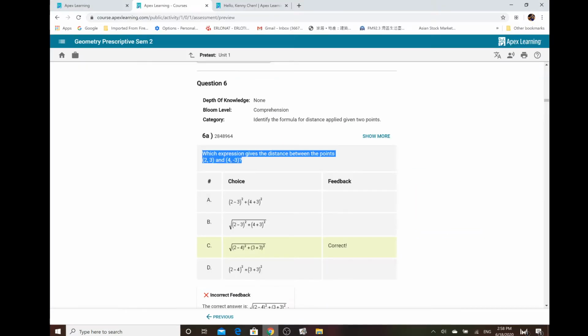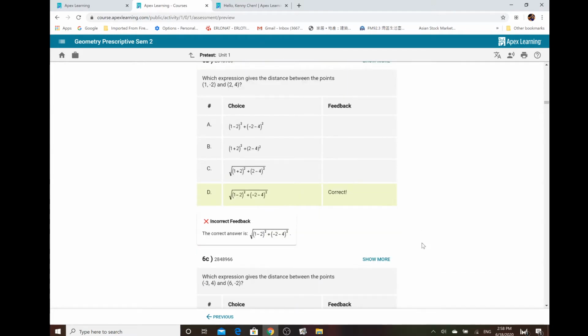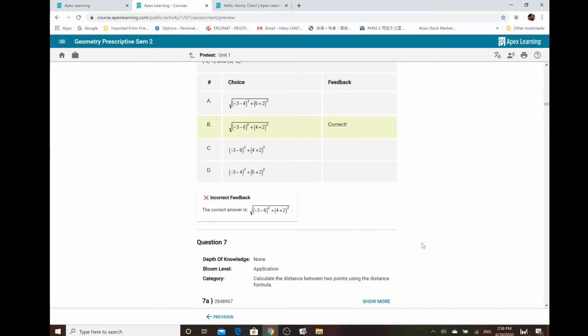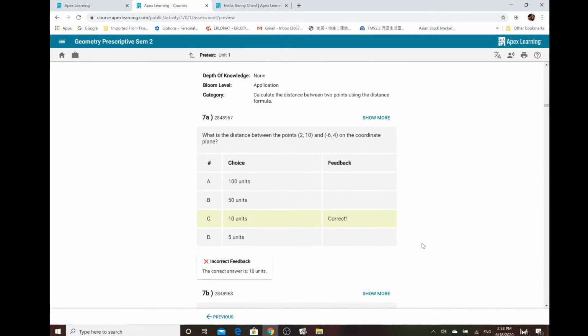Now let's go back to the selections. This one is just the setup, so we just need the setup. So it's C. And 6B is quite similar, and 6C is also quite similar. So what about number 7? This one we need to find the exact unit of the distance between those two endpoints.